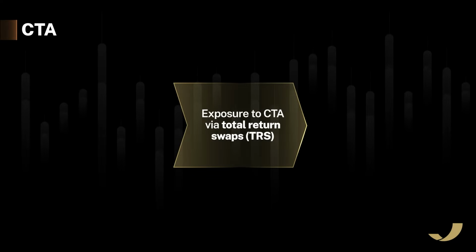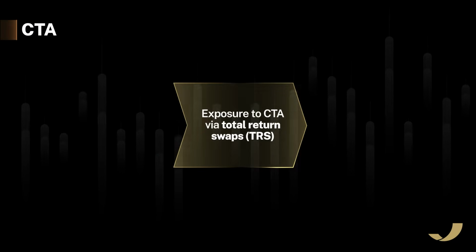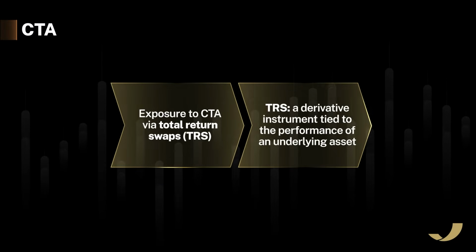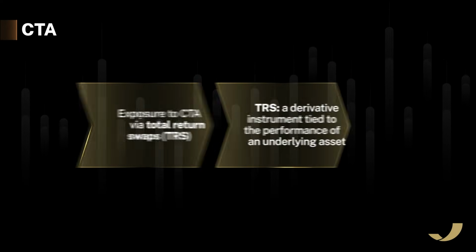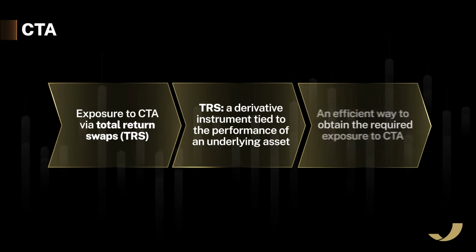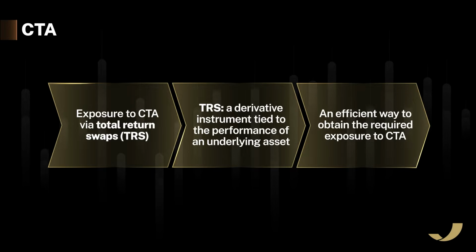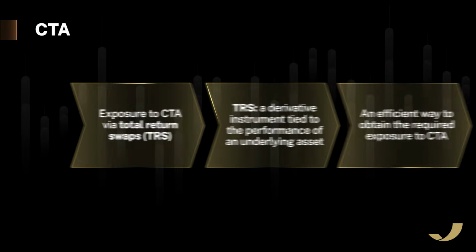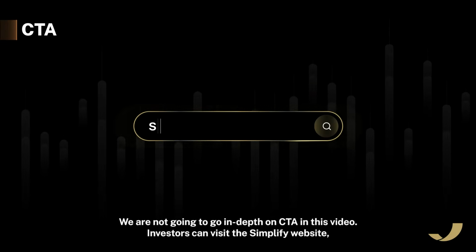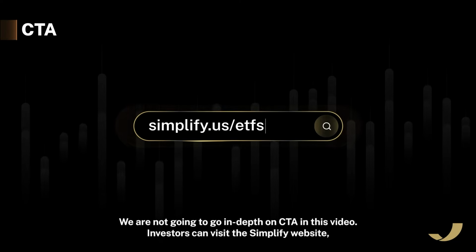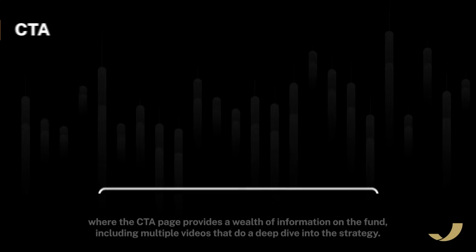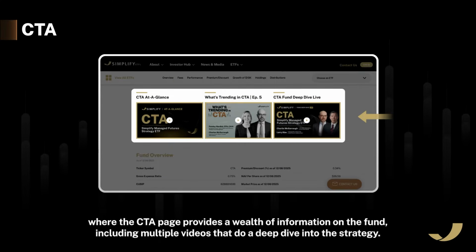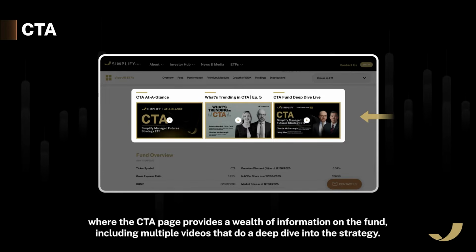Exposure to CTA is via total return swaps. Total return swaps are a derivative instrument tied to the performance of an underlying asset, in this case CTA. It is an efficient way to obtain the required exposure to CTA. We're not going to go in-depth on CTA in this video. Investors can visit the Simplify website, where the CTA page provides a wealth of information on the fund, including multiple videos that do a deep dive into the strategy.